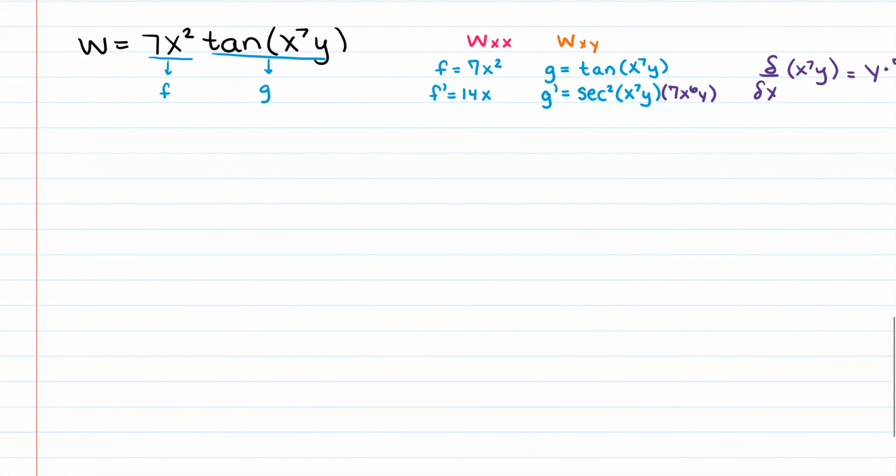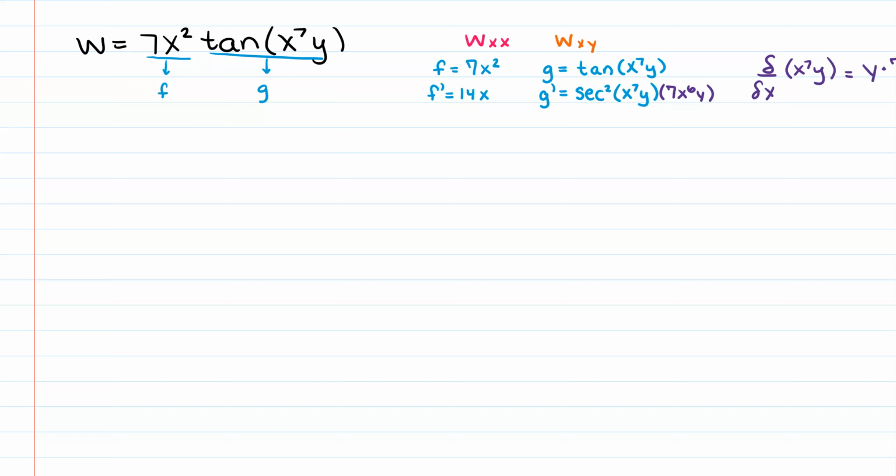All right, so now we've got to do our f prime g plus g prime f. So w sub x will be 14x times tangent of x^7y plus, and then g prime f.